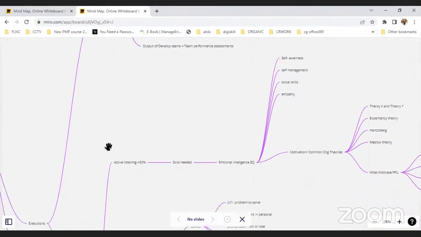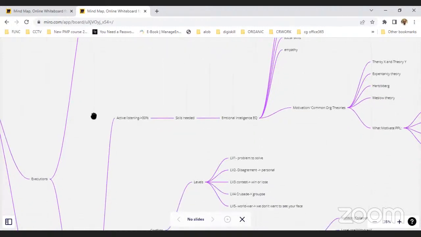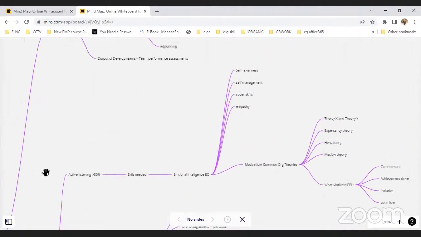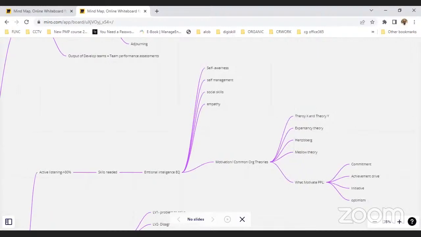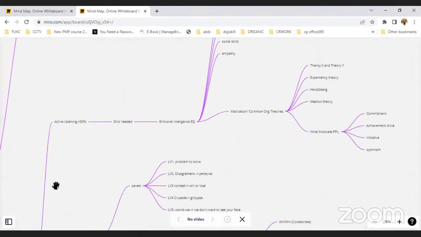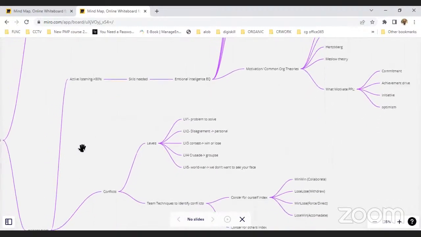In the execution part, we have manage team. There are two categories, that is active listening and conflict. First, we talk about active listening, which is 80% of the skills needed, and emotional intelligence, EQ. That is emotional intelligence: self-awareness, self-management, social skills, and empathy. And for motivation, the common theories are theory X, theory Y, expectancy theory, Herzberg theory, Maslow theory, and what motivational people mean: commitment, achievable drive, initiative, and optimism.